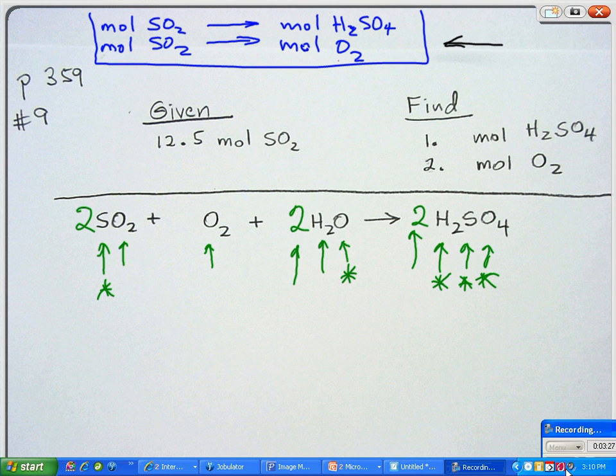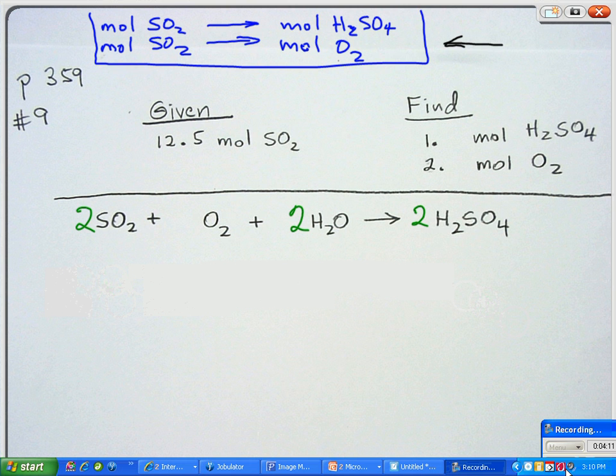So the sulfur is good. Let's check our oxygens out now. We have 8 oxygens on the right because this oxygen here is multiplied by 2 as a coefficient. And the oxygens on the left are going to be 4 here plus 2 here is 6, plus 2 here, which is 8. And our oxygens are balanced, and we're good to go. Now we can solve the problem. So let's go ahead and move on down the line and solve our first question.